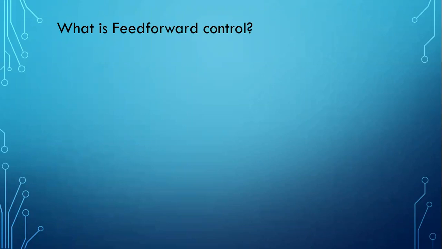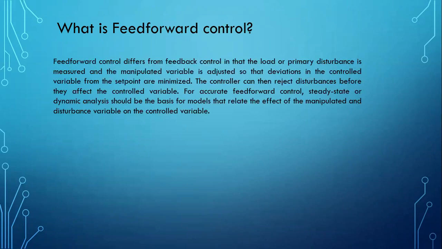What is feed-forward control? Feed-forward control differs from feedback control in that the load or primary disturbance is measured and the manipulated variable is adjusted so that the deviations in the control variable from the set point are minimized. The controller can then reject disturbances before they affect the control variable.